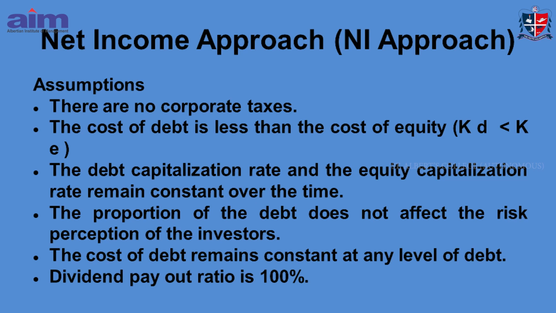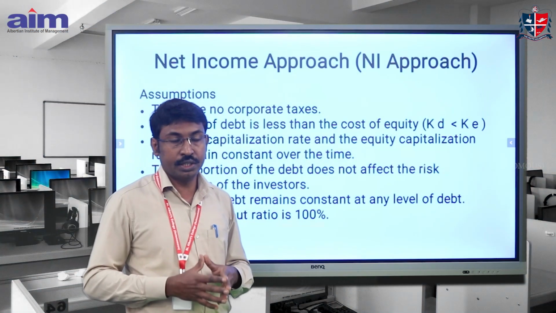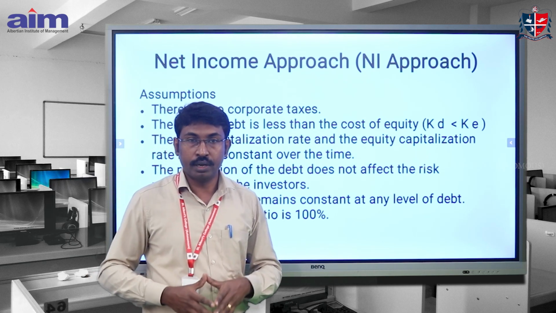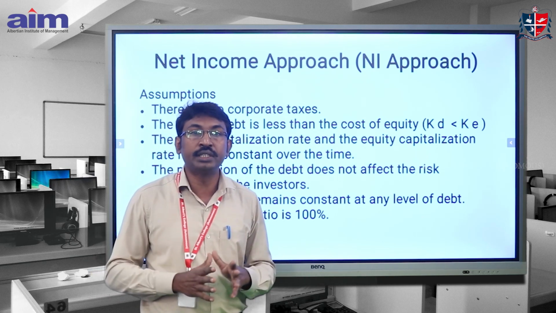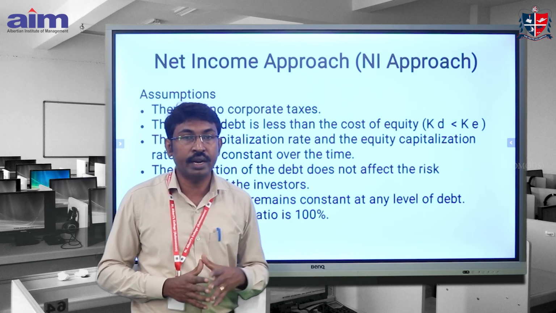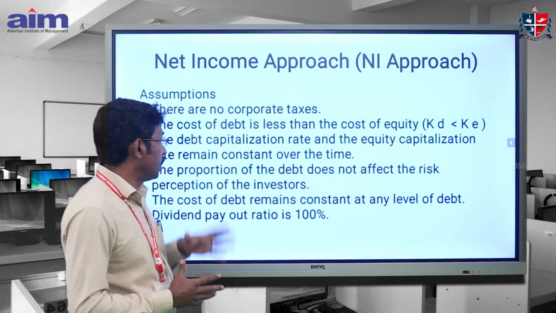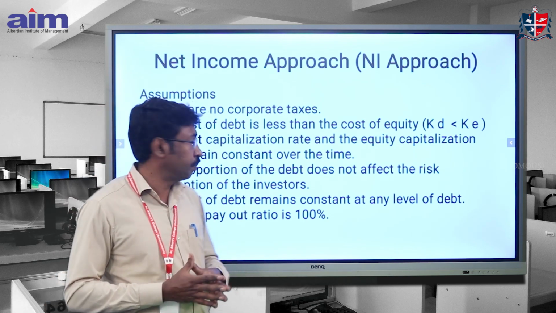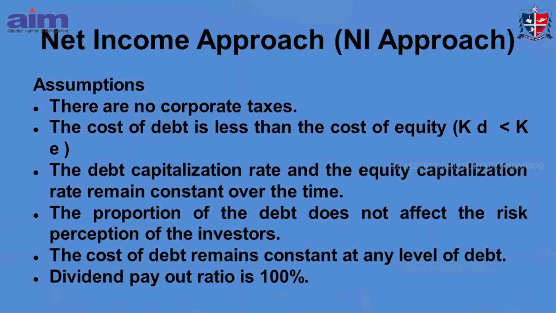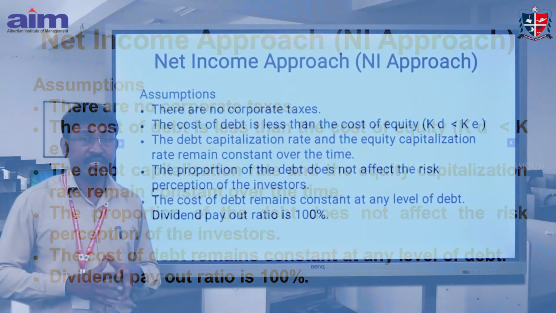And the debt capitalization rate and equity capitalization rate remain constant over a period of time. It won't change. That is another assumption, where there is no change in equity capitalization rate and cost of debt. The proportion of debt does not affect the risk perception of investors. Then the cost of debt remains constant at any level of debt. Then dividend payout ratio is 100.